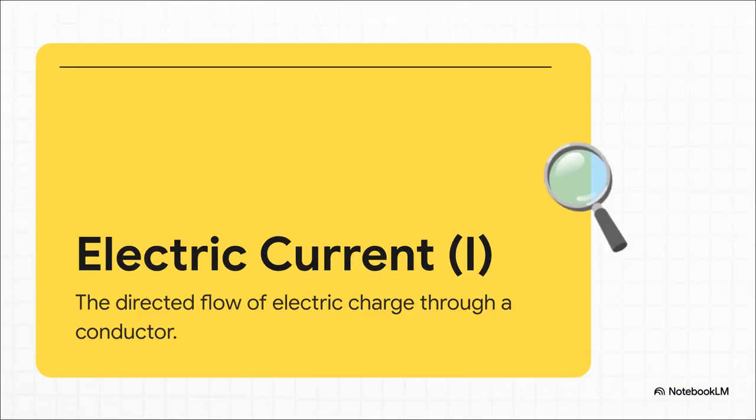So what is it? Well, an electric current is basically just a huge number of charged particles. We're usually talking about electrons, all moving together in the exact same direction through something like a copper wire. You can almost think of it like a one-way street during rush hour, just a massive traffic jam of energy all heading in the same direction.